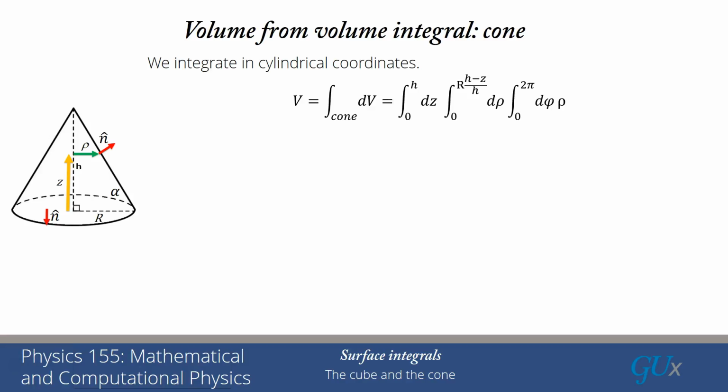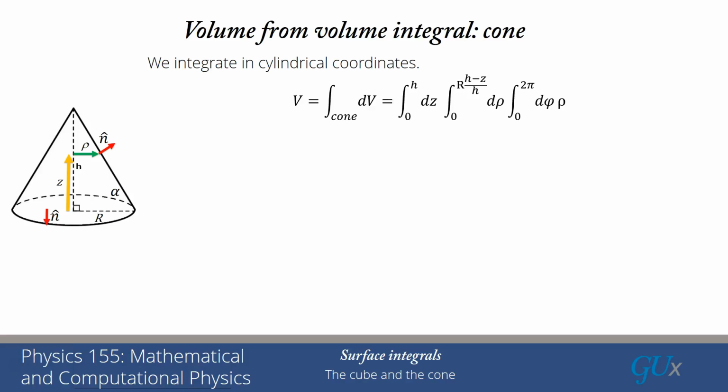And note, it's very important in doing this that the rho integral occurs before the z integral because rho depends on z. So I cannot integrate the z integral first. I have to integrate the rho integral before I integrate the z integral. And then finally, the integral over the angle is from 0 to 2 pi, rho d phi.